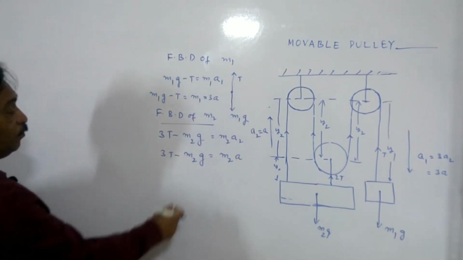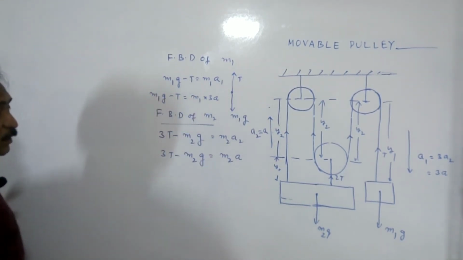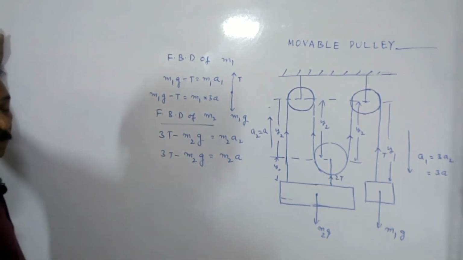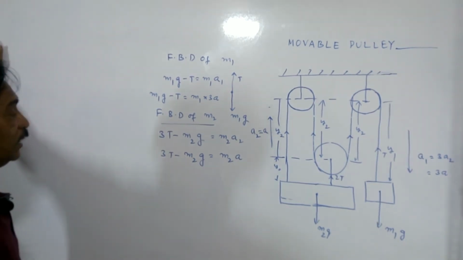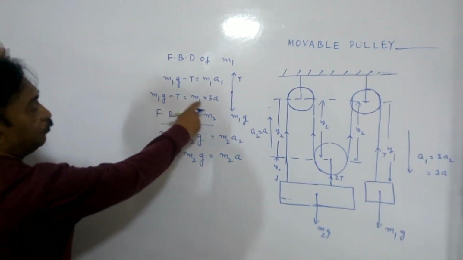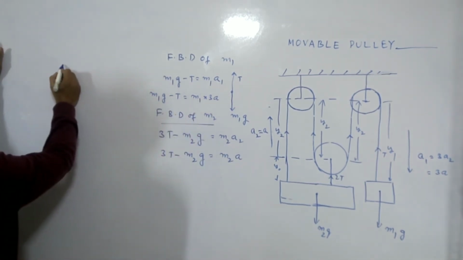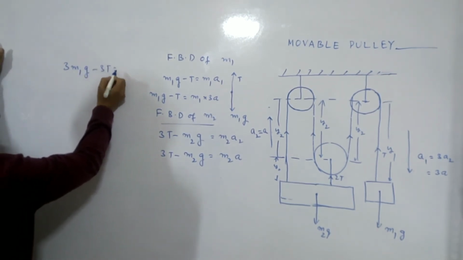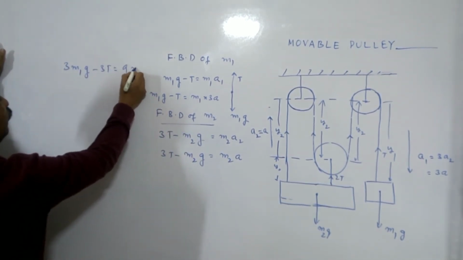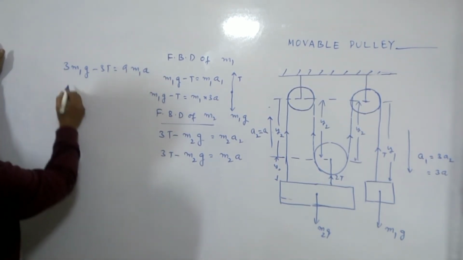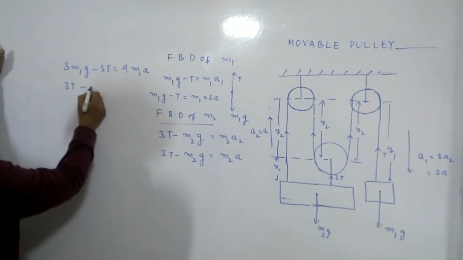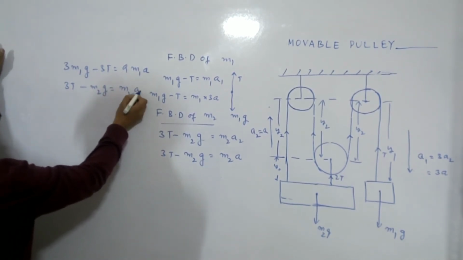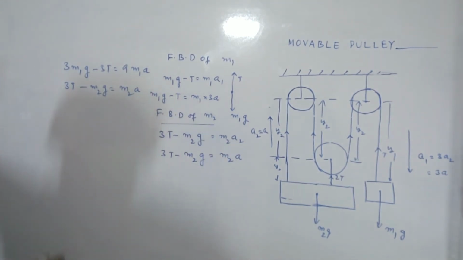Okay, students, let's eliminate one of the factors. Okay, students, and we will get the tension as well as the acceleration. I'm multiplying this equation with 3. I get it as 3m1g minus 3t is equal to 9m1a. Similarly, it is 3t minus m2g is equal to m2a. We are adding the equations, students. What you get?